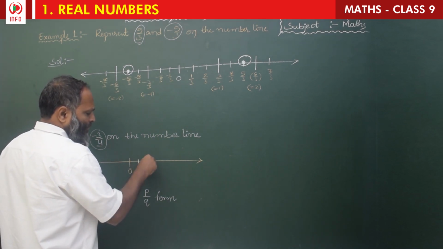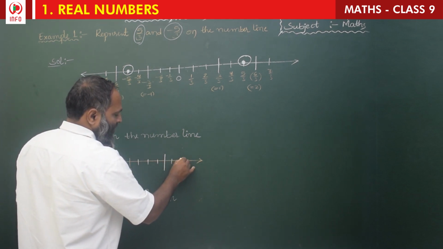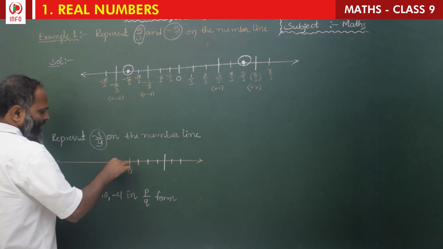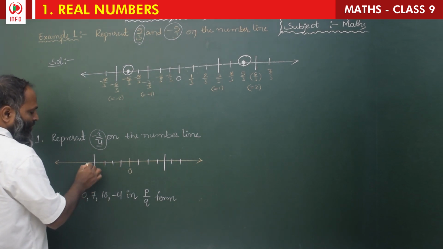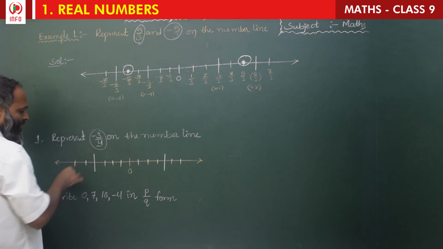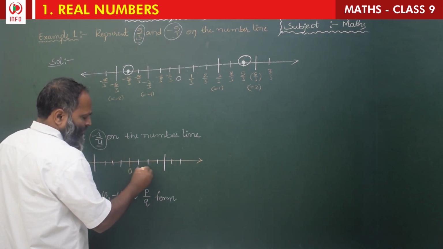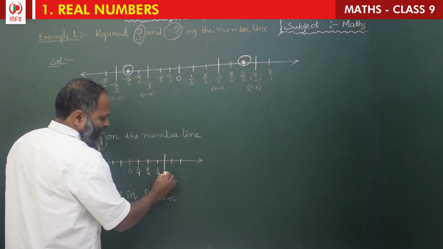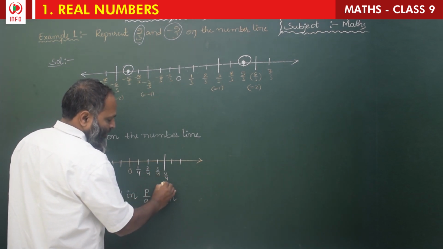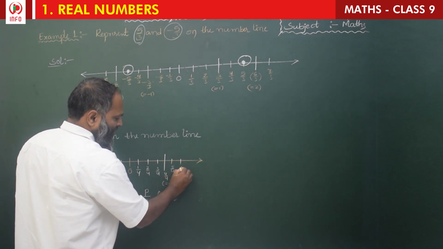1 by 4, 2 by 4, 3 by 4, 4 by 4, 5 by 4, 6 by 4, and minus 1 by 4, minus 2 by 4, minus 3 by 4, minus 4 by 4, minus 5 by 4, minus 6 by 4. Here, on the right side, 1 by 4, 2 by 4, 3 by 4, 4 by 4. A 4 multiple means that is equal to 1, 4 ones are 4. Here 5 by 4, 6 by 4.